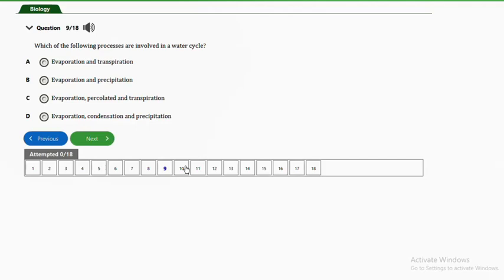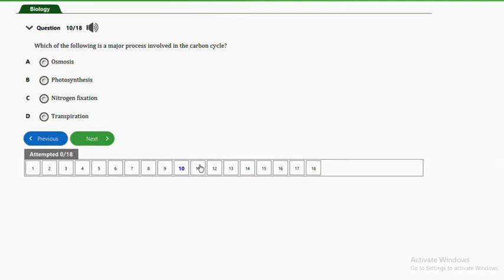Evaporation, condensation, and precipitation are processes that are involved in the water cycle. Evaporation has to do with the process where water leaves back to the atmosphere, and then when water gets back to the cloud, it condenses, and then after that precipitates as rainfall. So these processes are involved in the water cycle. So option D is the correct option here. So let's look at the next question, and that's question number 10.